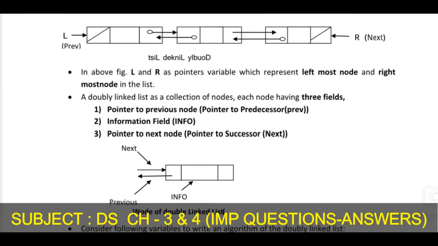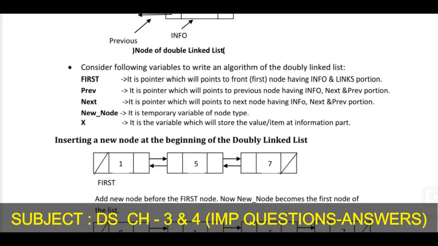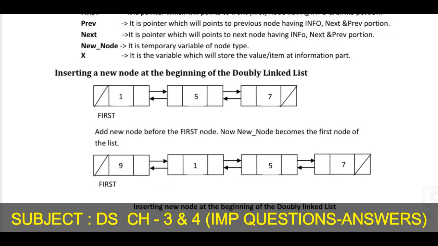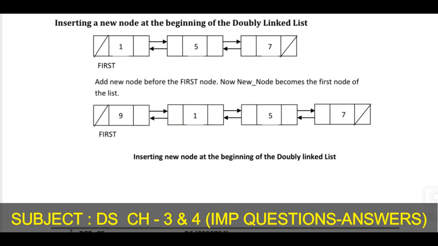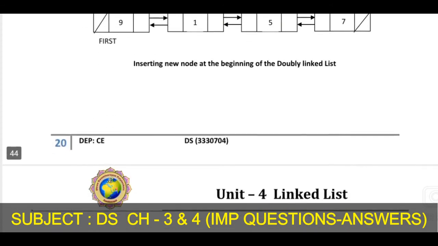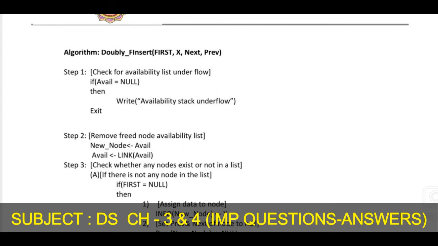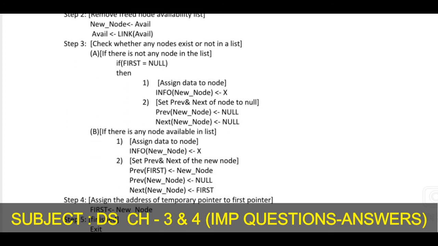So this concept is the doubly linked list, and how to perform various types of operations on a doubly linked list. The first operation: how to insert a new node at the first portion of the doubly linked list. So here is the doubly linked list concept with algorithm step. Here is the algorithm step for inserting a first node at the beginning portion of the doubly linked list.